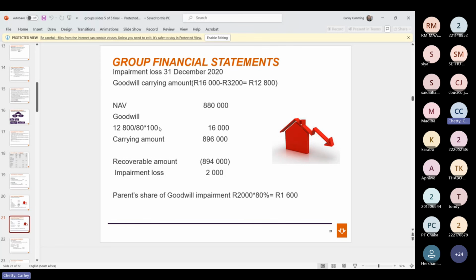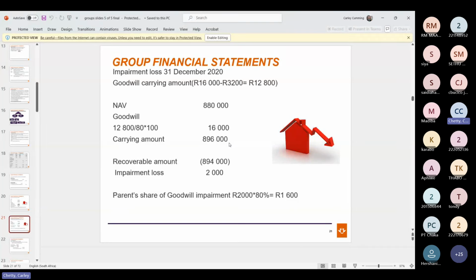Now we need to add in the goodwill, but remember the carrying amount of goodwill is 12,800. That represents an 80% shareholding. So we need to gross this up. So we'll go 12,800 divided by 80% multiplied by 100%, and that will give us 16,000 Rand. The carrying amount will be the net asset value plus the goodwill, and so the carrying amount will be 896,000 rand, and we need to compare that to the recoverable amount on 31 December 2020.